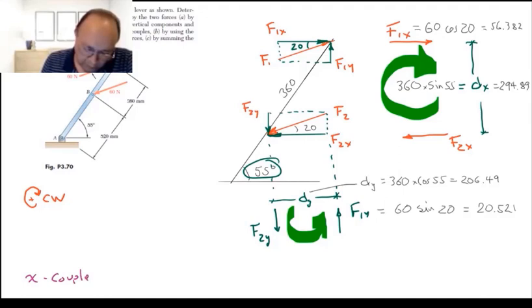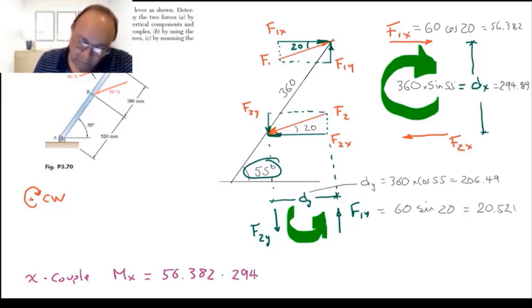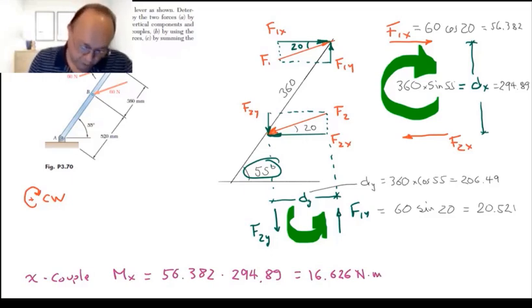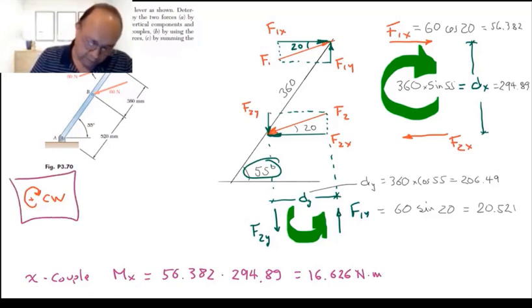Let's call it moment X, equal to the force 56.382 times 294.89 equals to 16,626. I'm gonna divide by 1,000, so I get this in newton meters, not newton millimeters. 16.626 newton meters. And it's positive according to my convention here.